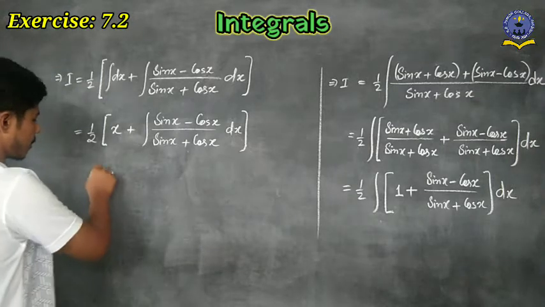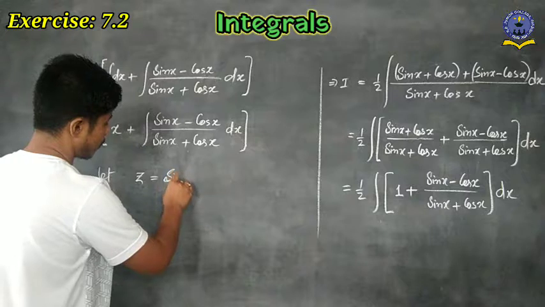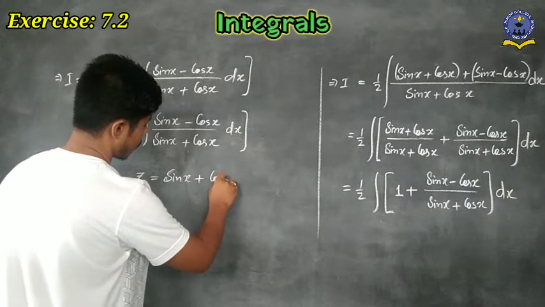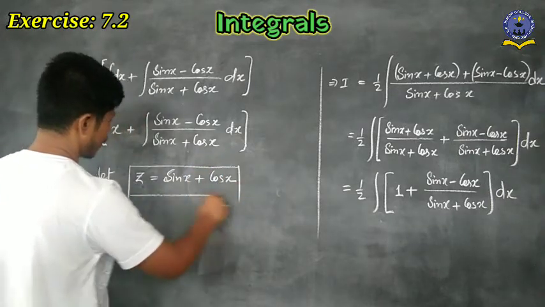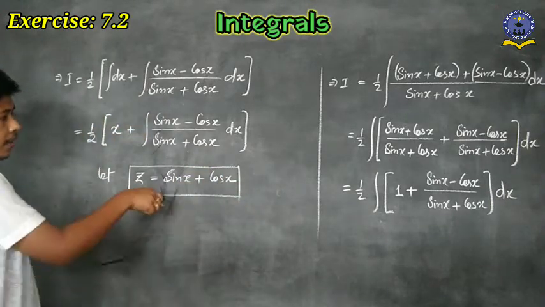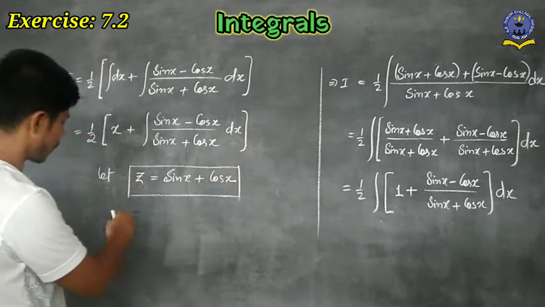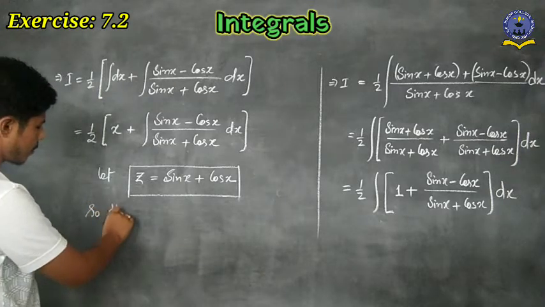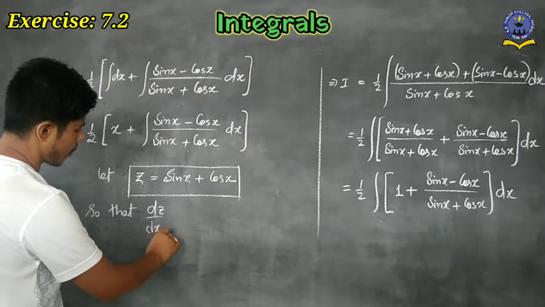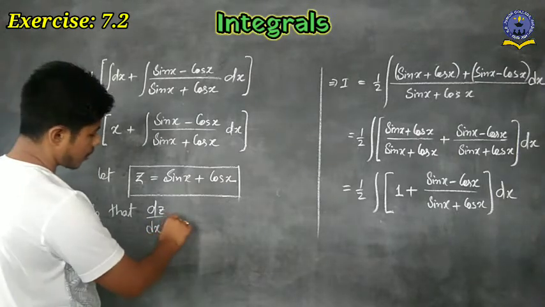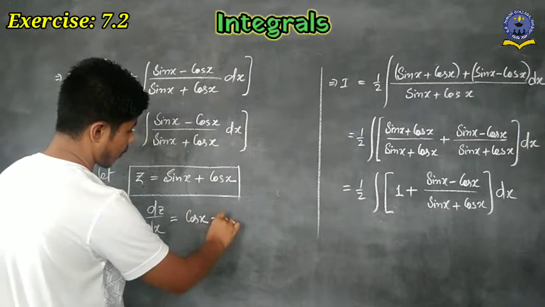So that's why you have to write here, let z equals to sin x plus cos x. So if we substitute this denominator part, z equals to sin x plus cos x, isn't it? So we substitute this sin x plus cos x. Differentiating this with respect to x, dz by dx equals d/dx of sin x plus d/dx of cos x, which is minus sin x.